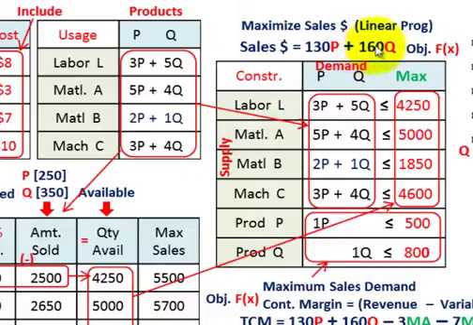We have to move into different dimensions here. So what we're going to do is maximize some sales dollars here. For those two products, I have the selling price for product P at $130, and for product Q at $160 per unit. So that's going to be our objective function in our linear program. Okay, so we got that.